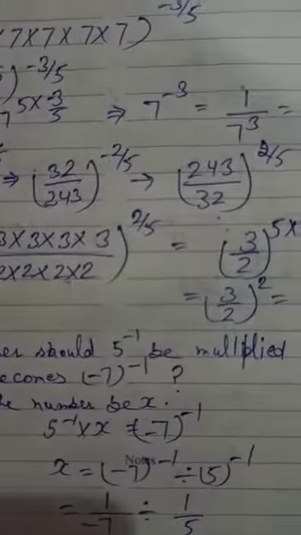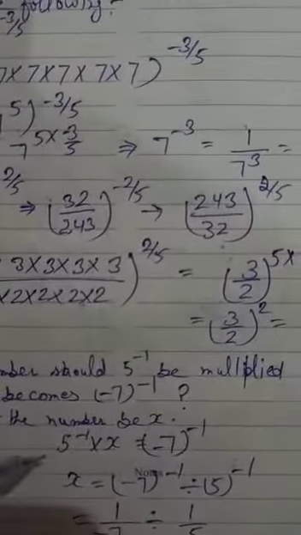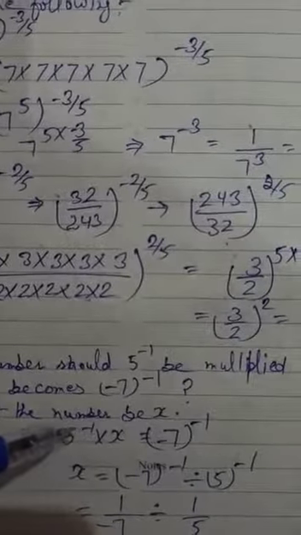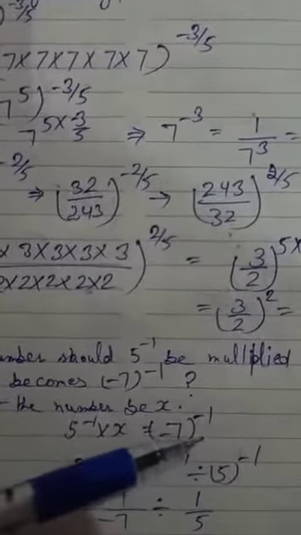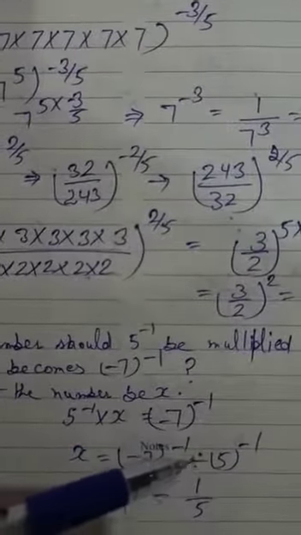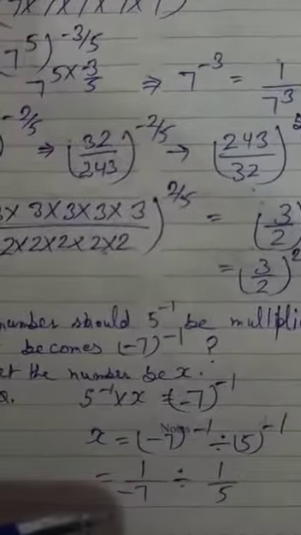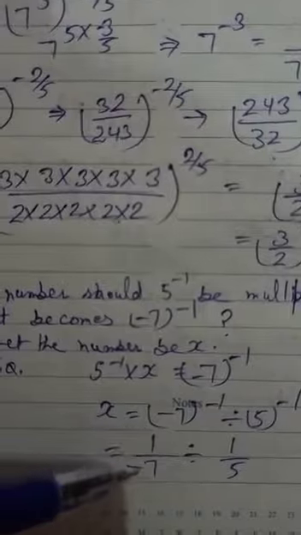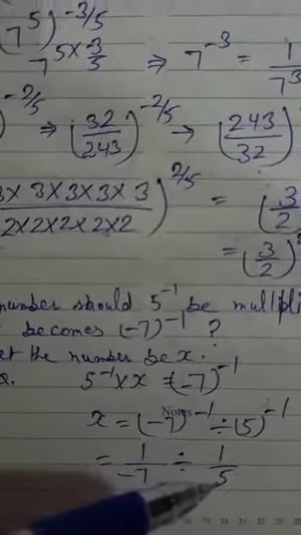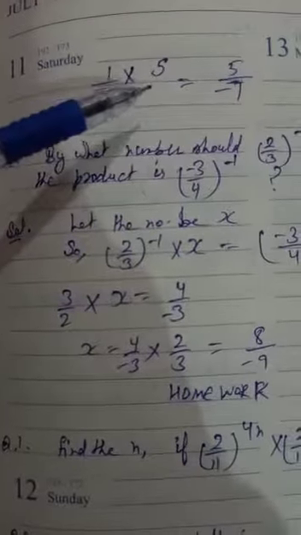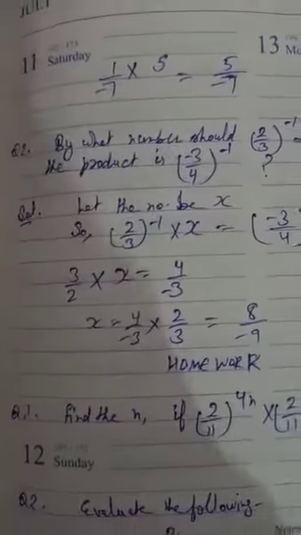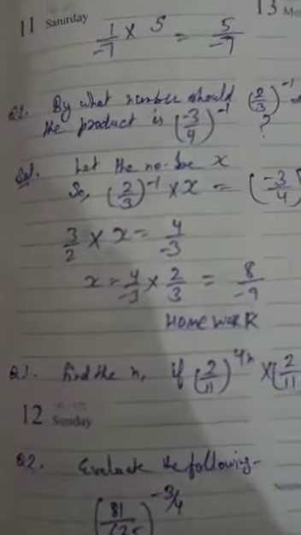So x equals minus 7 to the power minus 1 divided by, because 5 is in the multiplication, if we write it on the right hand side, it goes into division. So divided by 5 to the power minus 1, and we get 1 upon minus 7 divided by 1 upon 5, and here we get 1 upon minus 7 multiplied by 5, and we get 5 upon minus 7.